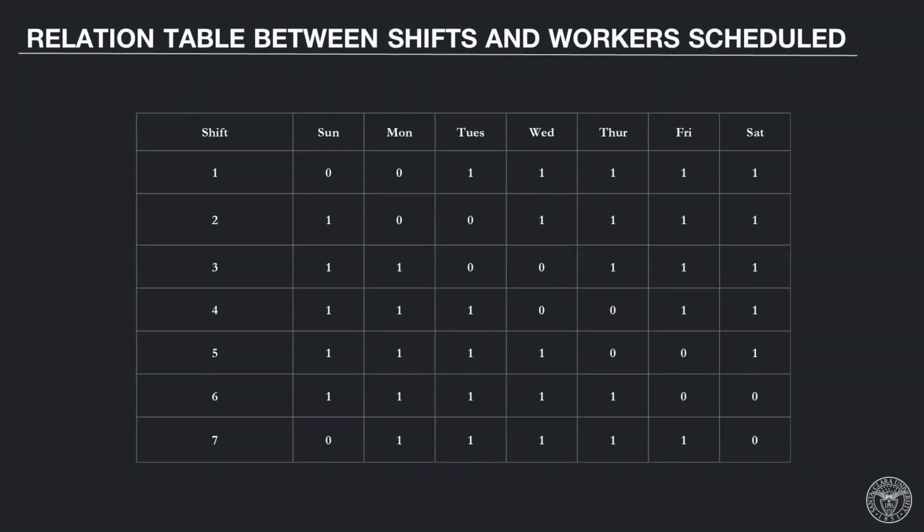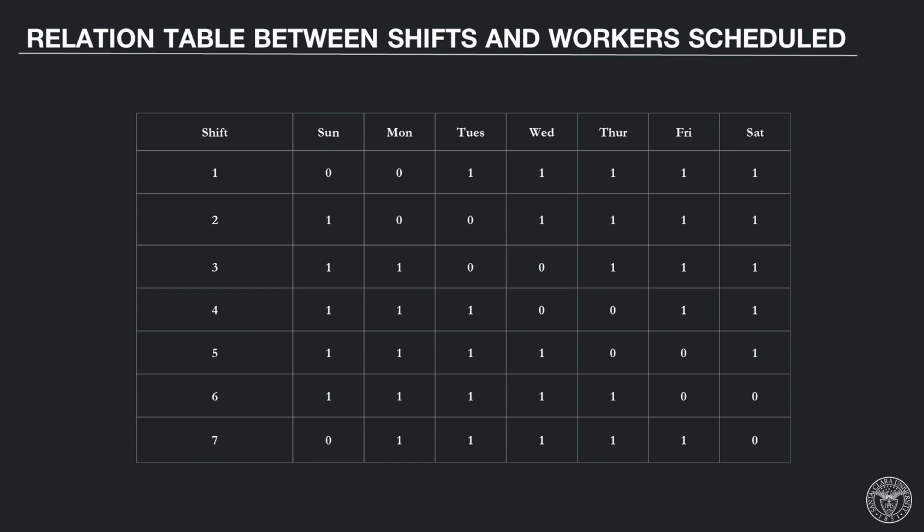Now let's try to describe the relationship between those 7 shifts and 7 days that employees must come in. We have 7 shifts: shifts 1, 2, 3, 4, 5, 6, 7. We have 7 days: Sunday, Monday, Tuesday, Wednesday, Thursday, Friday, and Saturday. For shift 1, they take days off on Sunday and Monday, but they must come in from Tuesday, Wednesday, until Saturday. For shift 2, they must come in on Sunday, and they take days off on Monday and Tuesday, and they come in on Wednesday, Thursday, Friday, and Saturday.